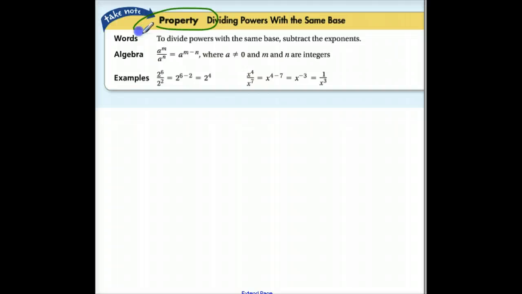So this is the property we're learning. To divide powers with the same base, that's very important, just subtract the exponents. So if you had a to the m divided by a to the n, they have the same base of a, we can just do a to the m minus n power. So 2 to the 6th divided by 2 to the 2nd, 6 minus 2, we get 2 to the 4th. Let's practice one of those.